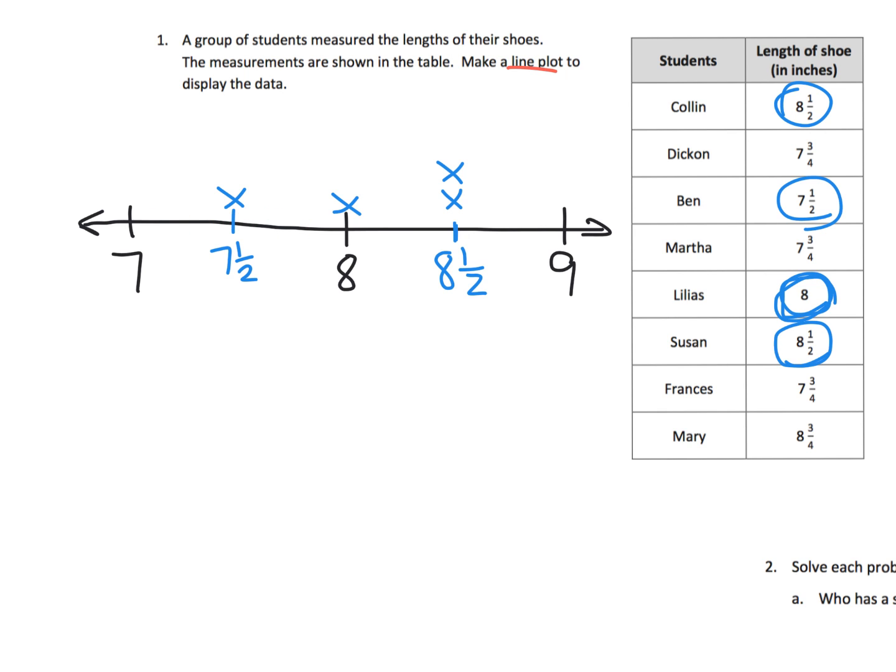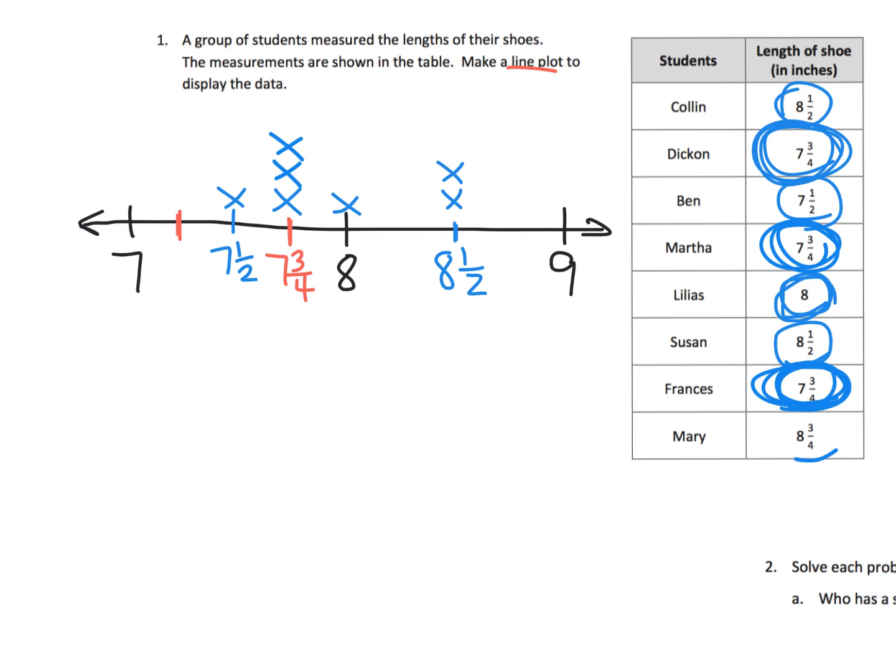Right now I have 2 pieces, 1, 2, and 1, 2. So I need to cut from 7 to 8 into 4 pieces. That just means I need to cut each of those halves into 2 pieces. I now have quarters. So if I want to locate where 7 3/4 is, it's right here, and I'm ready to put an X. And look at this, we got another 7 3/4, so I'm going to put another X. I've got another 7 3/4 right there, so I'm going to put another X.